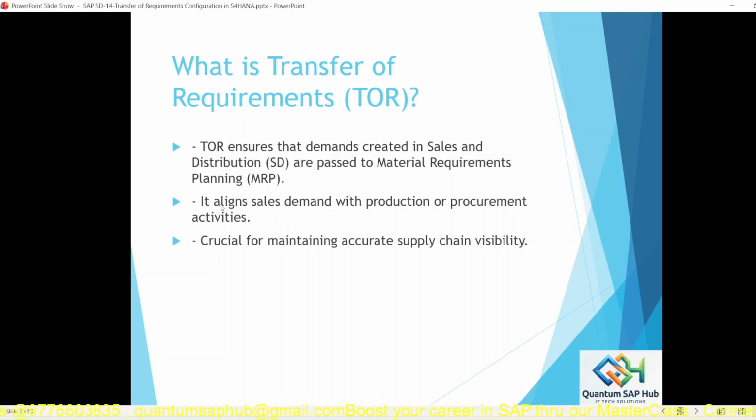What is the second point? It aligns sales demand with production or procurement activities. This I already mentioned. This is crucial for maintaining accurate supply chain visibility. If you maintain this, all the processes are automatic. So it gives a clear picture of when my raw material can come, when the production can happen, and when I can give the delivery to the customer.